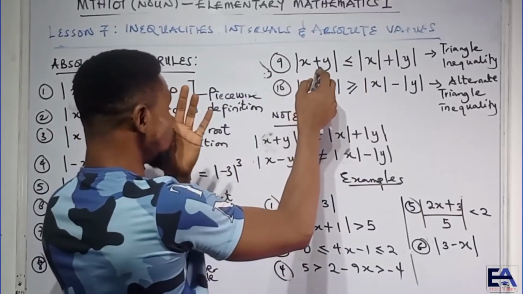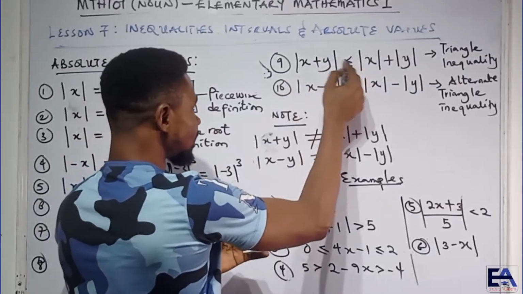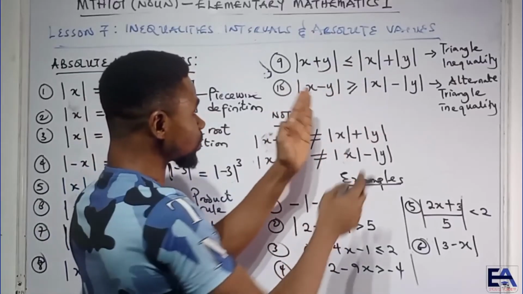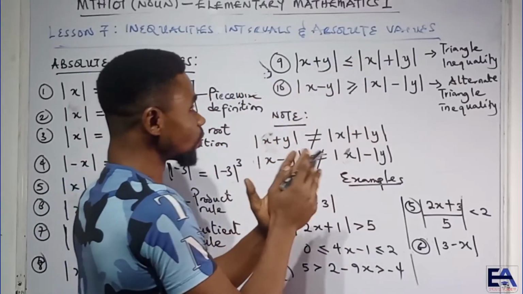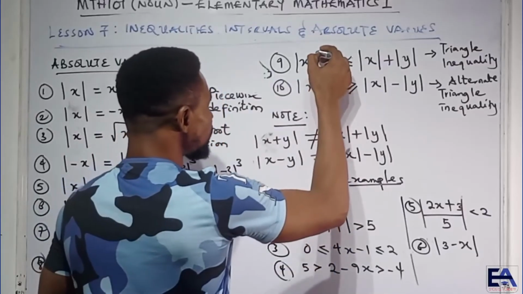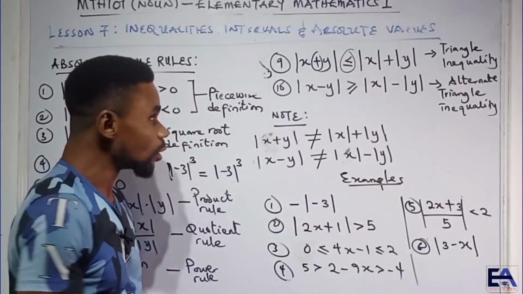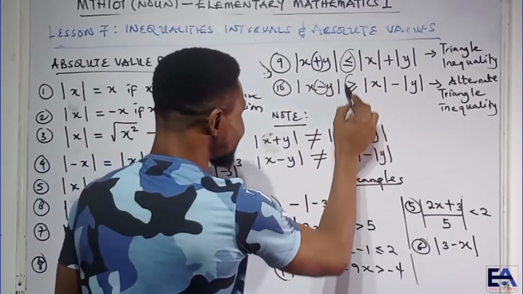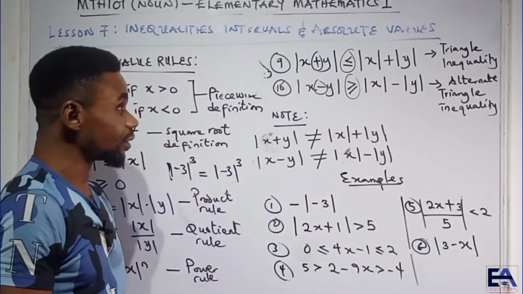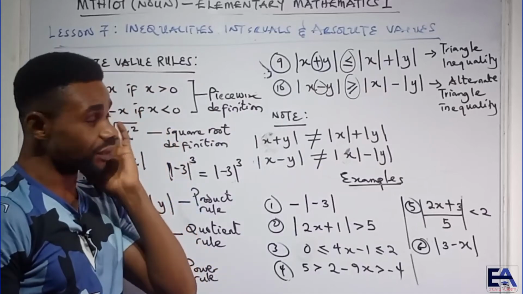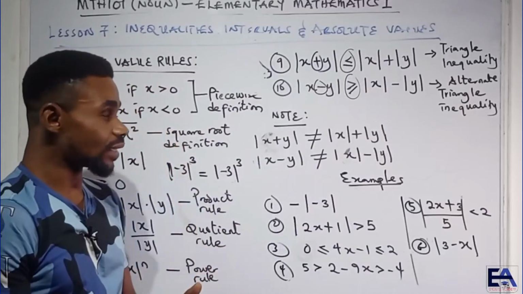The absolute value of x plus y is less than or equal to the absolute value of x plus the absolute value of y. So when you have plus here, you are going to have less than or equal to. But when you have minus, you are going to have greater than or equal to. There is a reason why it happens like that.